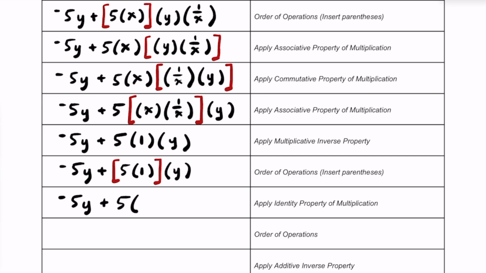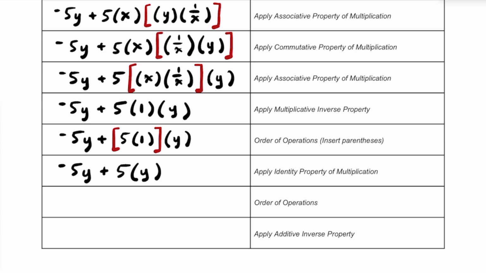So we have negative 5y plus 5 times y. You can go ahead and just apply the order of operations and simplify this down. So it's negative 5y plus 5y. Okay, and these are opposites of each other, so you can actually use the additive inverse property here, because if you add these two, you get 0. So no matter what values of x and y you have, the whole expression would just end up equaling 0. That's interesting to see how everything boiled down to that, but we didn't even need to know the values of x and y. We know that no matter what, the expression will equal 0.